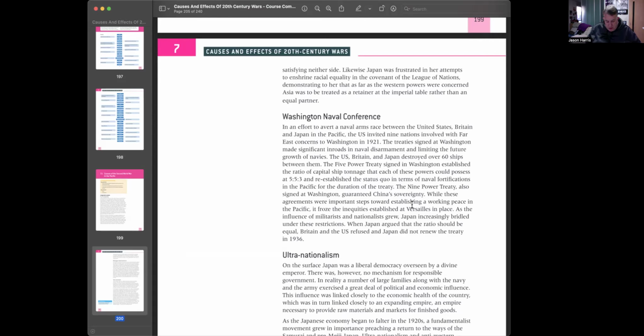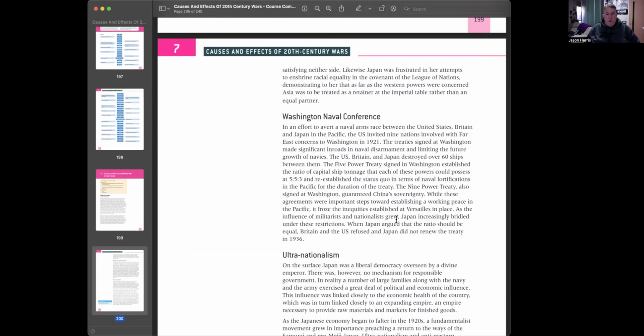But it says, demonstrating to her that as far as the Western powers were concerned, Asia was to be treated as a retainer at the imperial table rather than an equal partner. So they wouldn't do that. They said, no, we're not going to write that into our founding document. And so you get to kind of stay out there to the side, Japan, and you're not really going to be a full member of the League of Nations, instead of an equal partner. So that made the Japanese a little bitter.